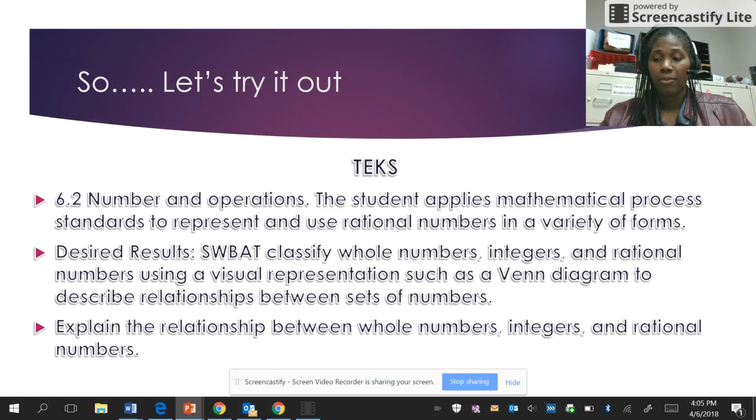So let's try it out. In math, we can use TEAC 6.2, numbers and operations. The students apply mathematical processing standards to represent and use rational numbers in a variety of forms. So our desired results are for the students to be able to make a visual representation of number relationships. Basically, understanding that whole numbers, integers, and rational numbers are all related, and how.